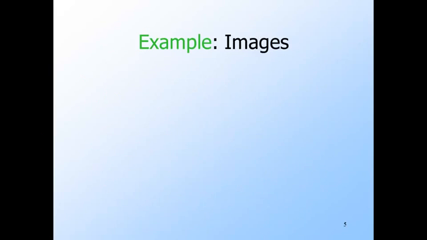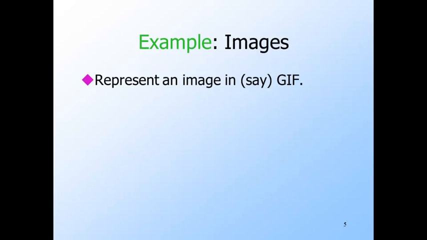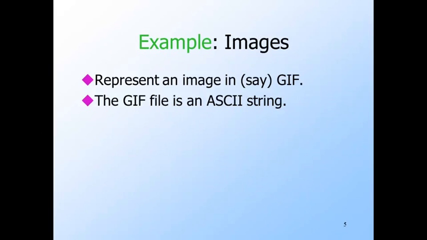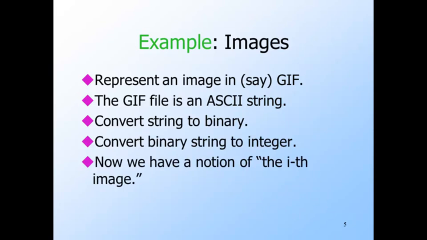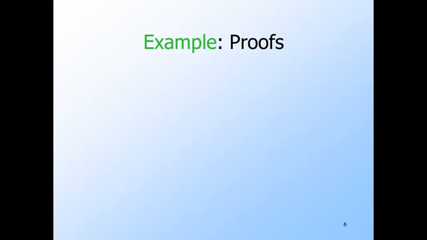For a wilder example, consider images as a data type. There are many representations of images. Let's talk about GIF. A GIF file is an ASCII string, so convert ASCII to binary, and then the binary string to an integer in the way we just discussed. And bingo, you have a notion of the ith image. Here's another wild example, proofs.